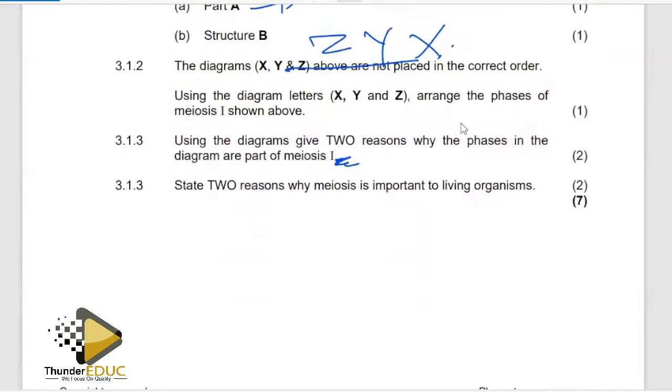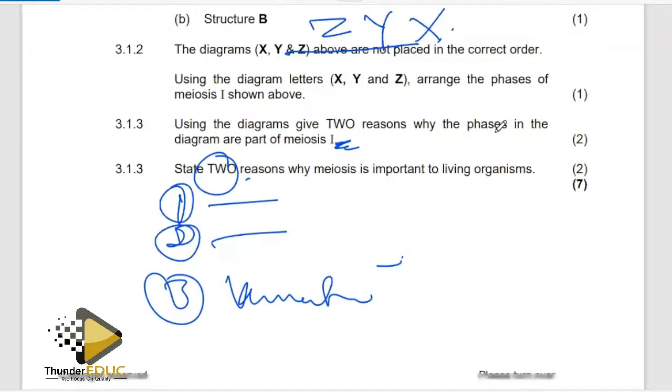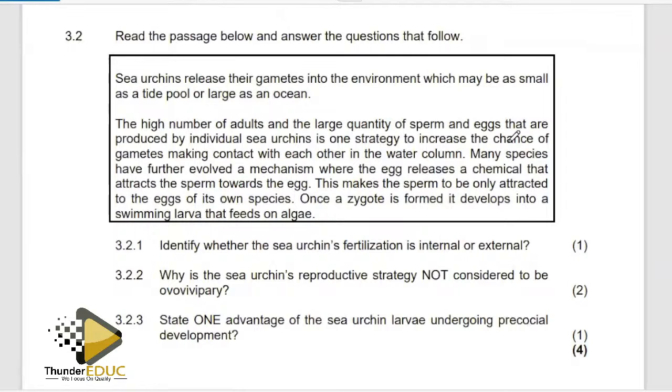All right. They're saying that use the diagram. State 2 reasons why meiosis is important to living organisms. First of all, it results in haploid gametes. Number 2, it maintains the chromosome number from generation to generation. Number 3, you can talk about variation. Yes, so it brings about genetic variation. So 3 of them, but they only want 2. I think if you wrote that, you are able to get the marks. Then we go to the next question, which is question 3.2.